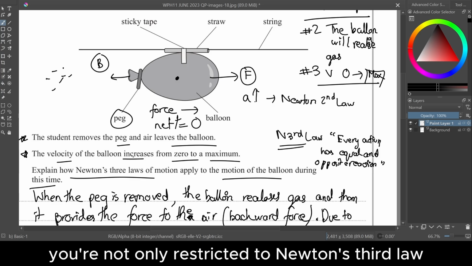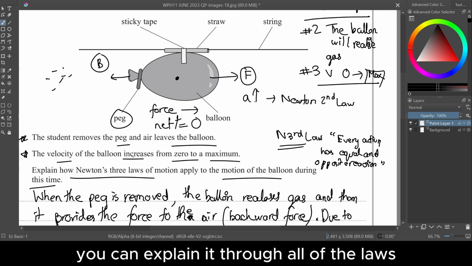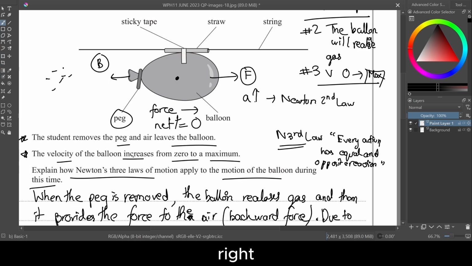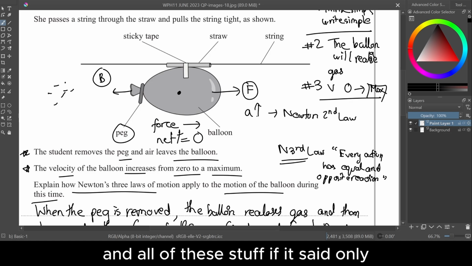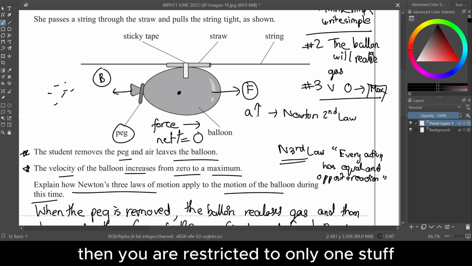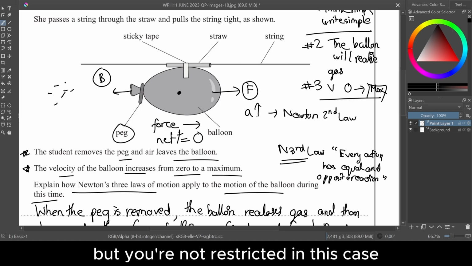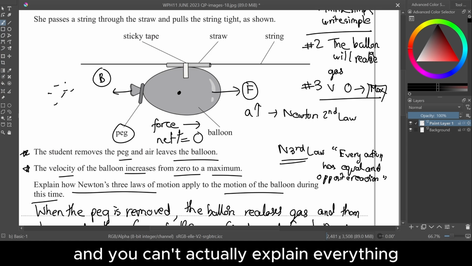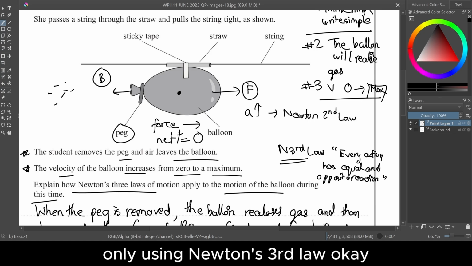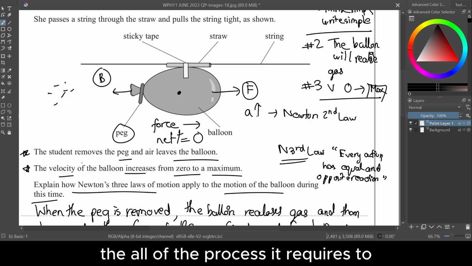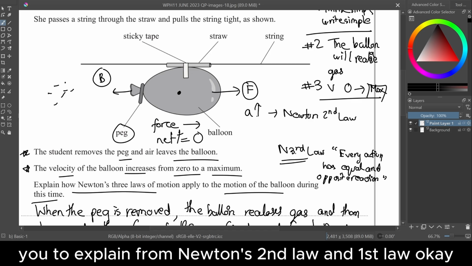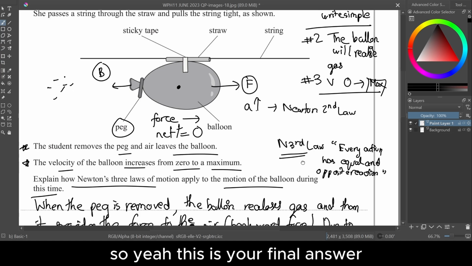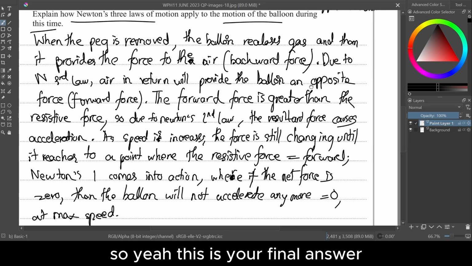You're not only restricted to Newton's third law, you can explain it through all of the laws. If it said only, then you would be restricted to one law, but you're not restricted in this case, and you can't actually explain everything using only Newton's third law. The whole process requires you to explain using Newton's second law and first law. So yeah, this is your final answer.